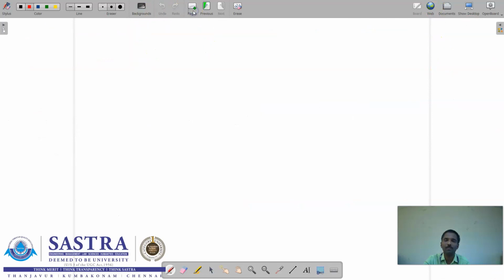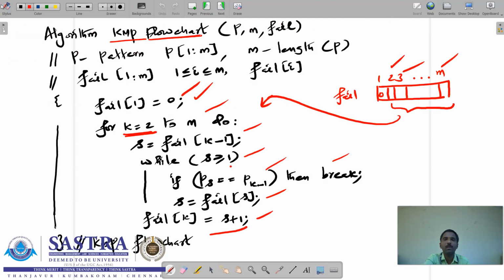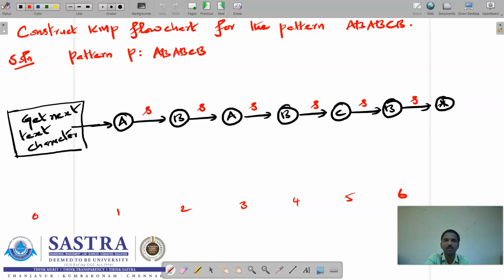Now let's trace the KMP flowchart construction algorithm. In the algorithm, we are passing the parameters P, M, fail. P is the pattern array. M represents the length of the pattern. Fail is the failure array. Failure array values will be filled after the complete execution of the KMP flowchart construction algorithm.